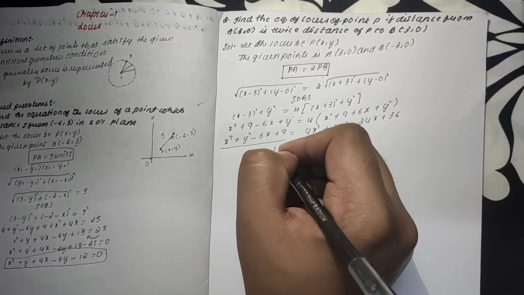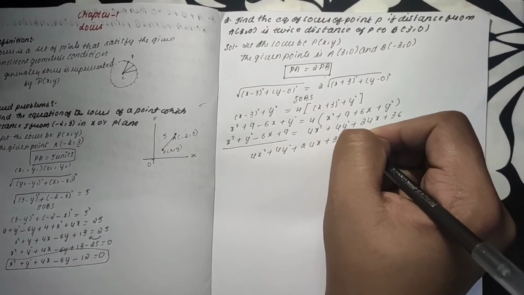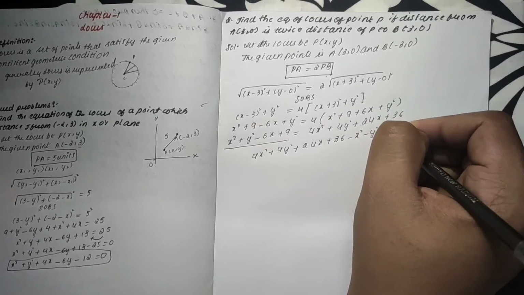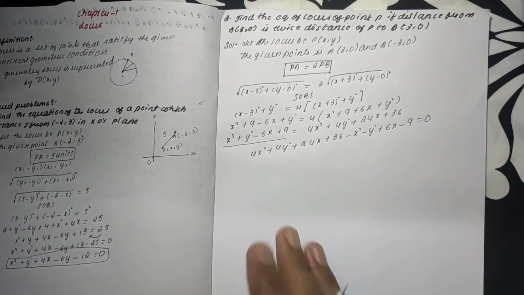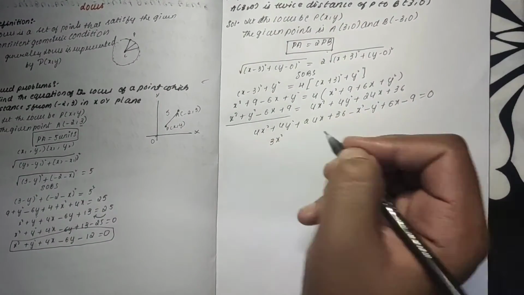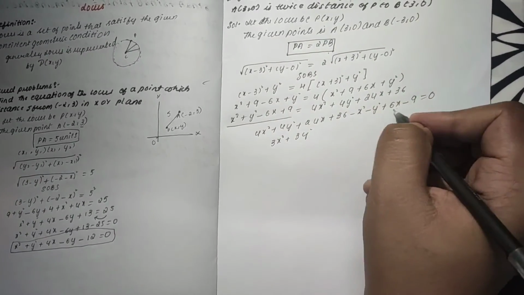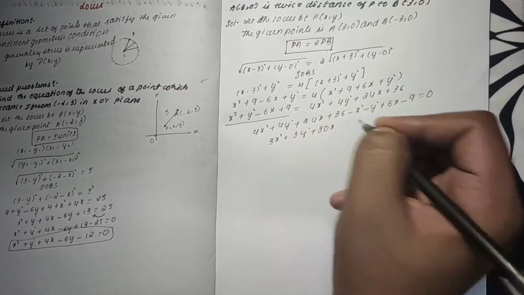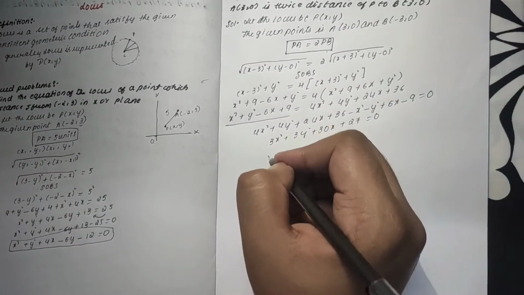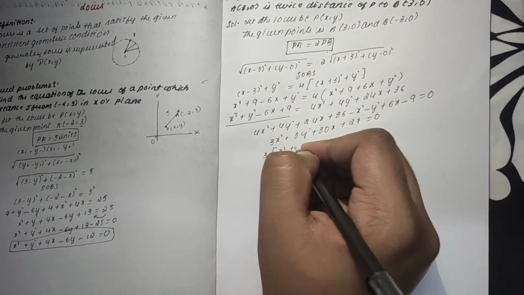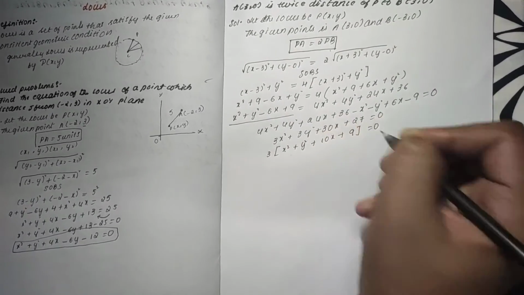4x square plus 4y square plus 24x plus 36 minus x square minus y square plus 6x minus 9 is equal to 0. So 4x square minus x square, 3x square; 4y square minus y square, 3y square; 24x plus 6x, 30x; 36 minus 9, 27. So take 3 common from all these terms. So this is x square plus y square plus 10x plus 9 is equal to 0.